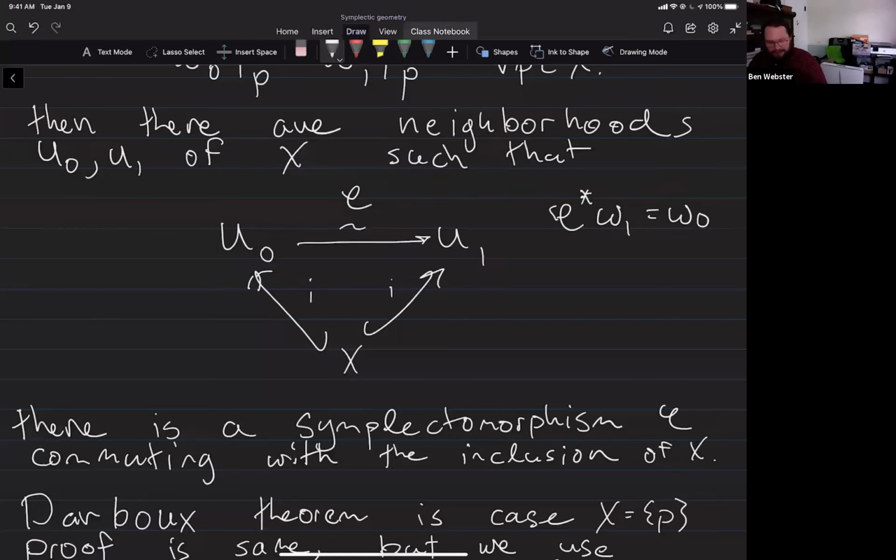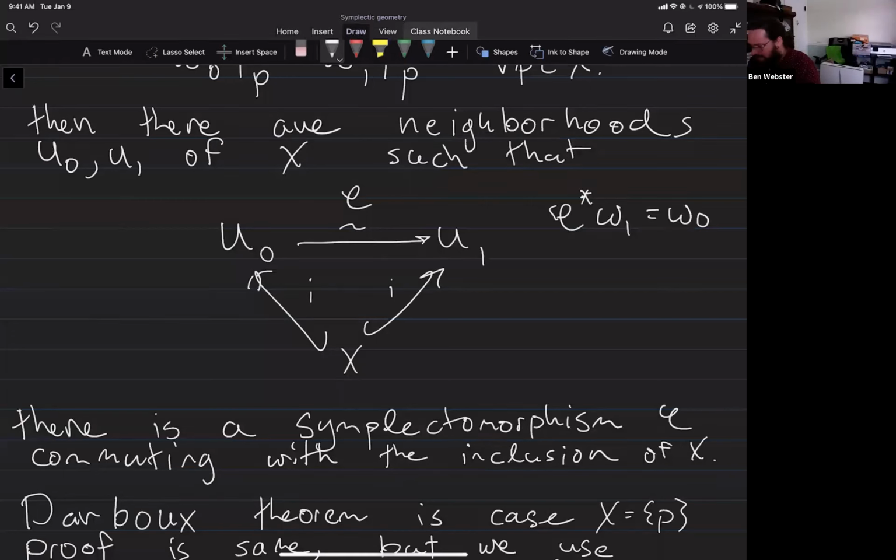Again, you set up this Moser story, and everything goes okay as long as, every time there's a problem, you're willing to throw out more of the neighborhood around X. You can make these neighborhoods smaller and smaller until the proof works. I'm not going to write that out because it's literally the same. You can go read it in Cannas da Silva.